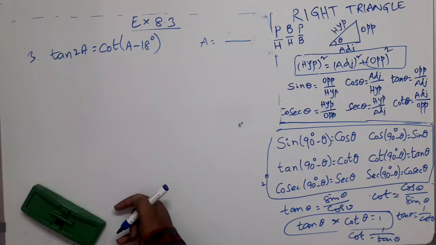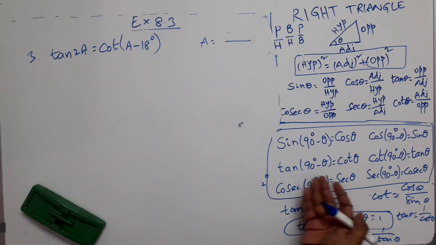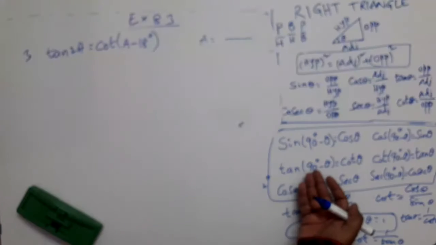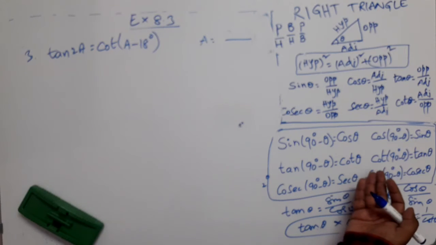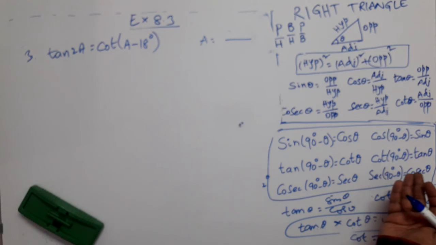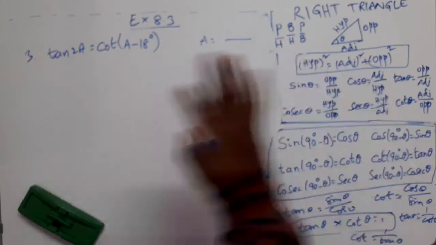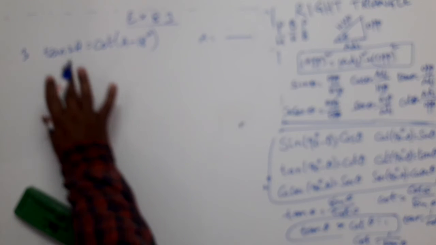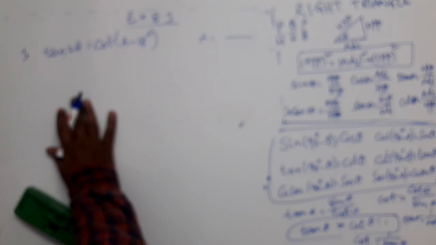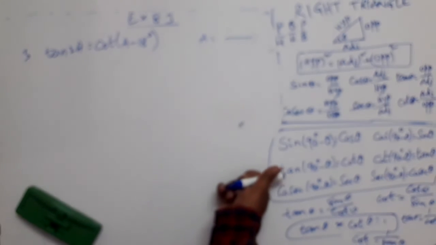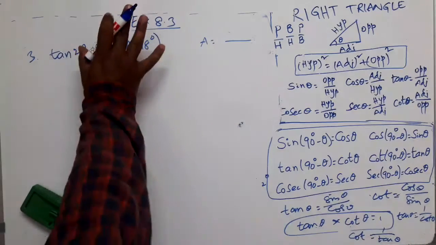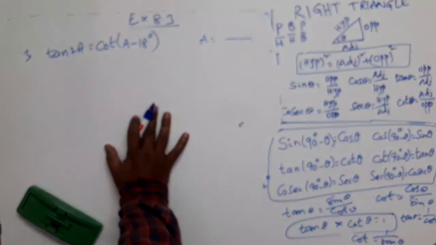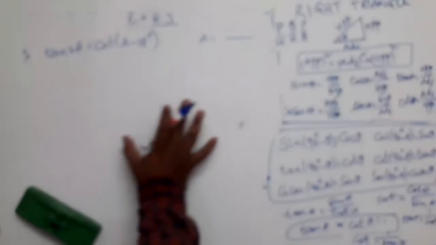Yes, let us use these relations. See, tan of (90 degrees minus theta) can be replaced by cot theta. Cot of (90 degrees minus theta), you can write as tan theta. Here tan of something is there, cot of some other thing is there. So let us start with one ratio. Let us use this formula and leave the other one as it is. Then you will get an idea.